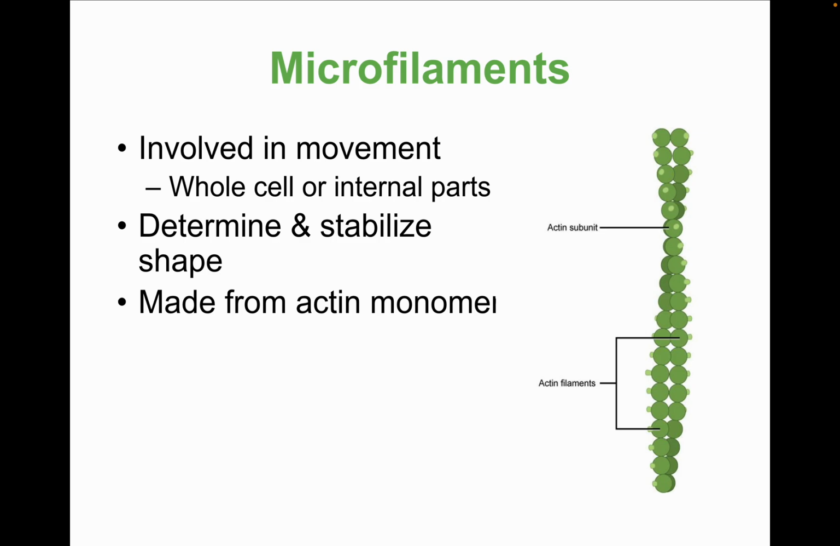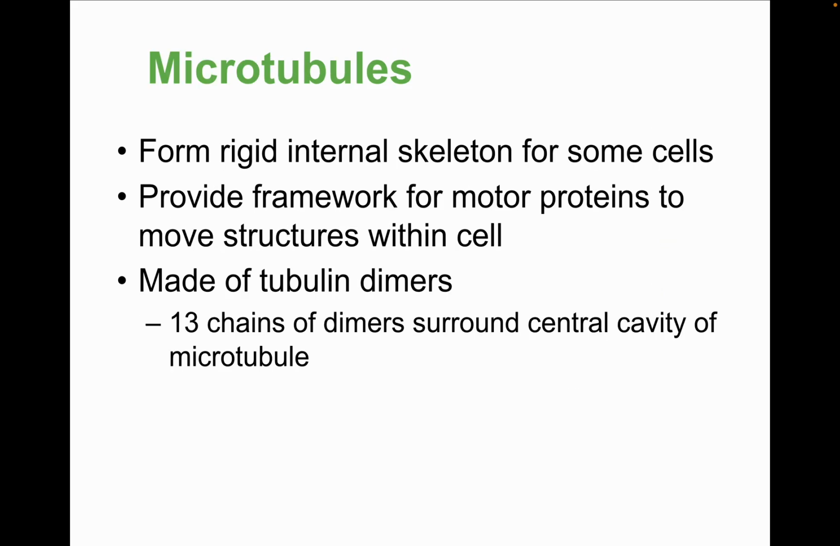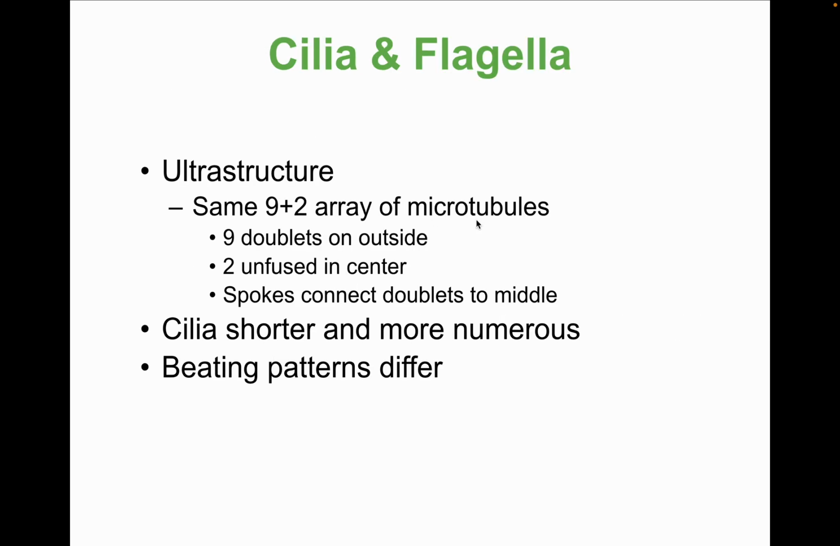So microfilaments are involved in movement of the whole cell or internal parts, and they determine the stabilized shape of the cell, and they're made from actin monomers. Microtubules form a rigid internal skeleton for some cells. They provide a framework for motor proteins to move structures within the cell, and they're made of tubulin dimers. I don't think you have to know the third bullet point. It's a lot of memorization, but just know that microtubules are relatively rigid, and they're like the framework.